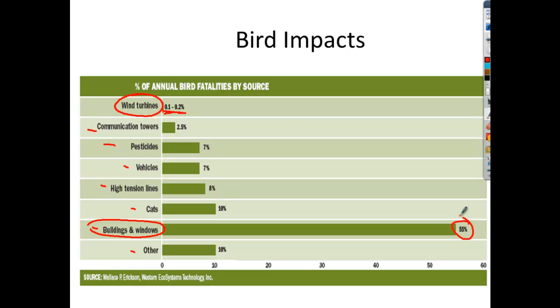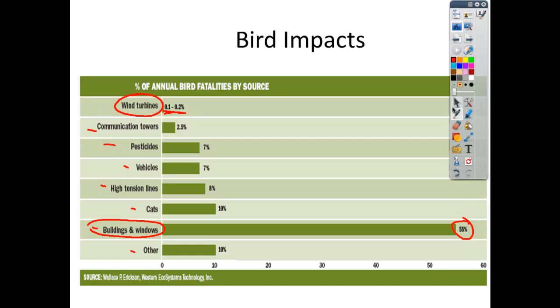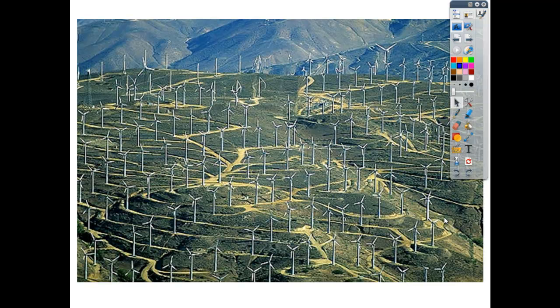So if we need to really take care and be careful about bird fatalities, we're going to have to remove all our buildings and windows. But yes, there is a problem, especially when you put a large wind farm. Now, when you hear the term wind farm, you're talking about many wind turbines put together, working together to create a large amount of electricity. If you have a wind farm in an area where there's a bird migration, or a bird habitat area, it could cause some problems.